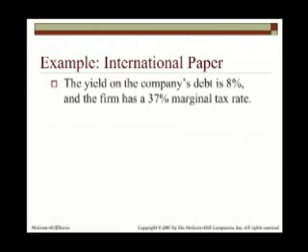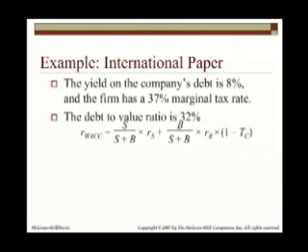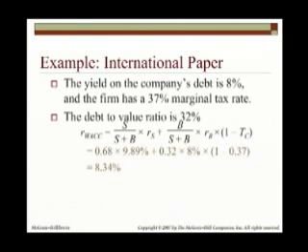Now, the yield on the company's debt is 8%, and the firm is in a 37% marginal tax rate. The debt is 32% of the total value of the firm, making equity 68%. And so we put these things into our formula for weighted average cost of capital. 68% equity with a return on equity of 9.89, 32% debt with an after-tax return on debt of 8 times 1 minus 0.37 gives us a weighted average cost of capital of 8.34.